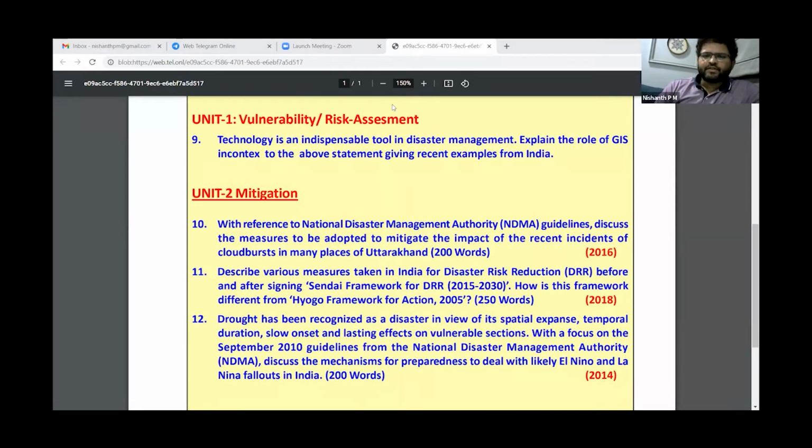See the ninth question. Technology is an indispensable tool in disaster management. Explain the role of GIS in context to the above statement, giving recent examples from India. Try this question, the ninth one. Give the framework.